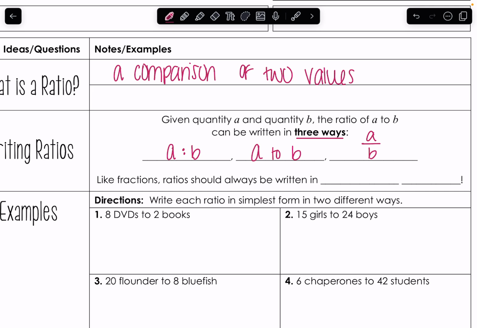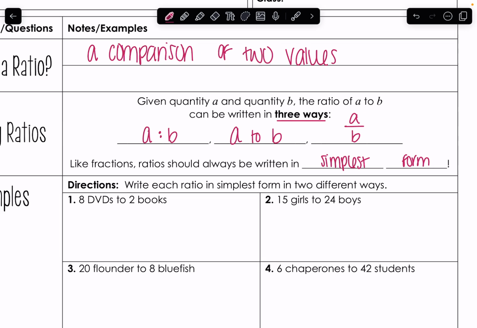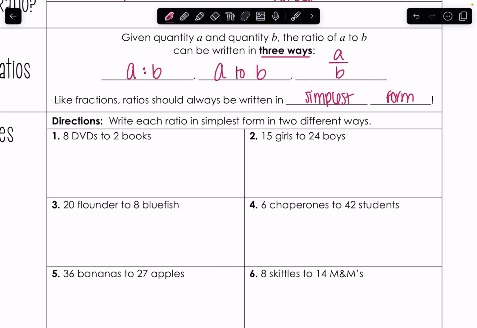So this unit, we will be talking about fractions in ratios. And like fractions, they should always be written in simplest form. So that's our last blank here, simplest form. So my goal here is to write each ratio in simplest form in two different ways. So the first way I want us to write it as a fraction. The second way we can use the colon, that's fine. So we want two ways so that way we get used to these.